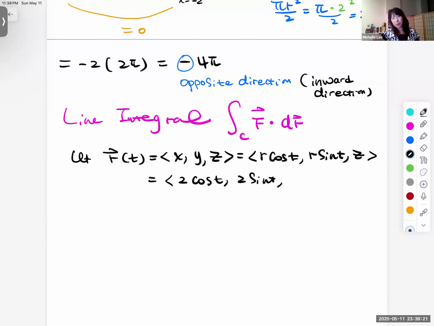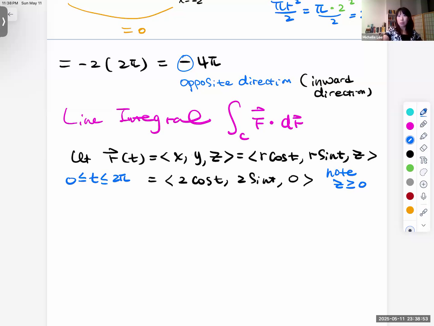Let's make z equal to 0, since z is greater than or equal to 0. The smallest one is 0. So let's make it the smallest one. Okay. Now, t is between 0 and 2 pi because it's a circle, right? So t is between 0 to 2 pi.